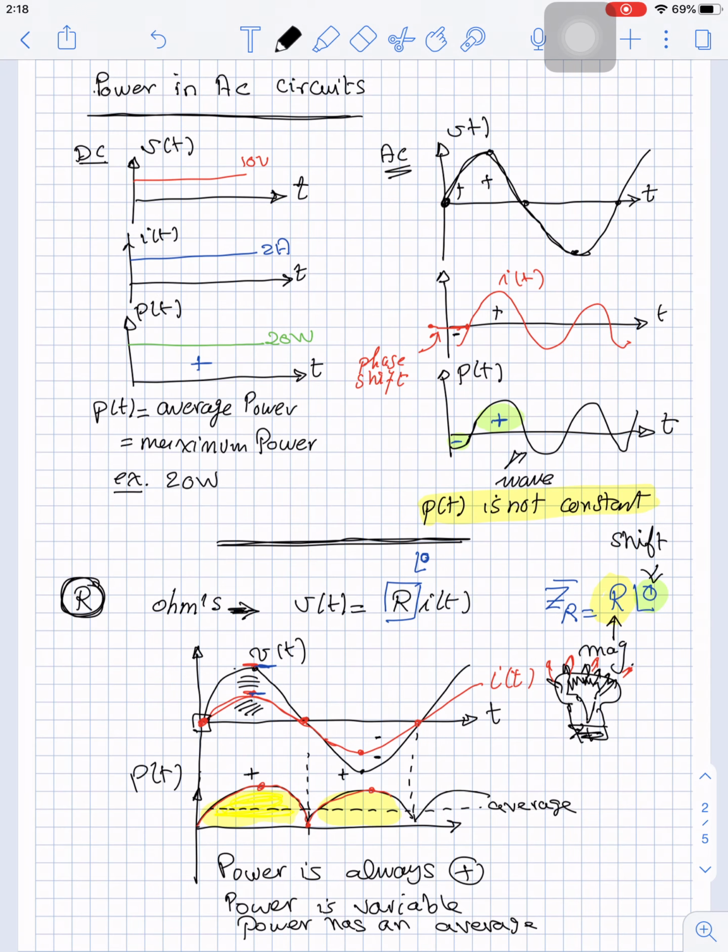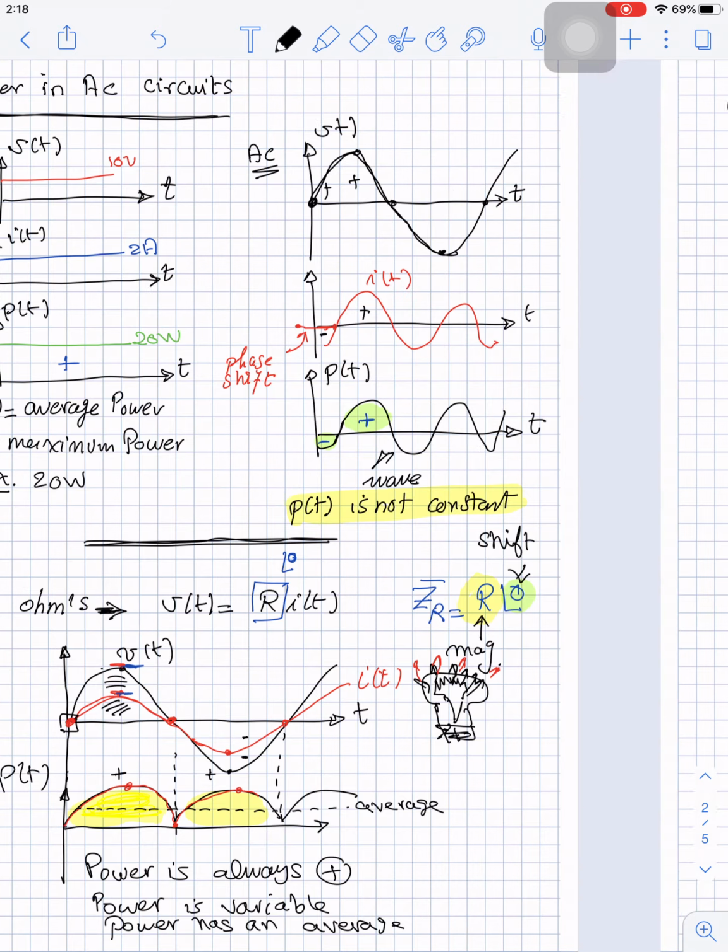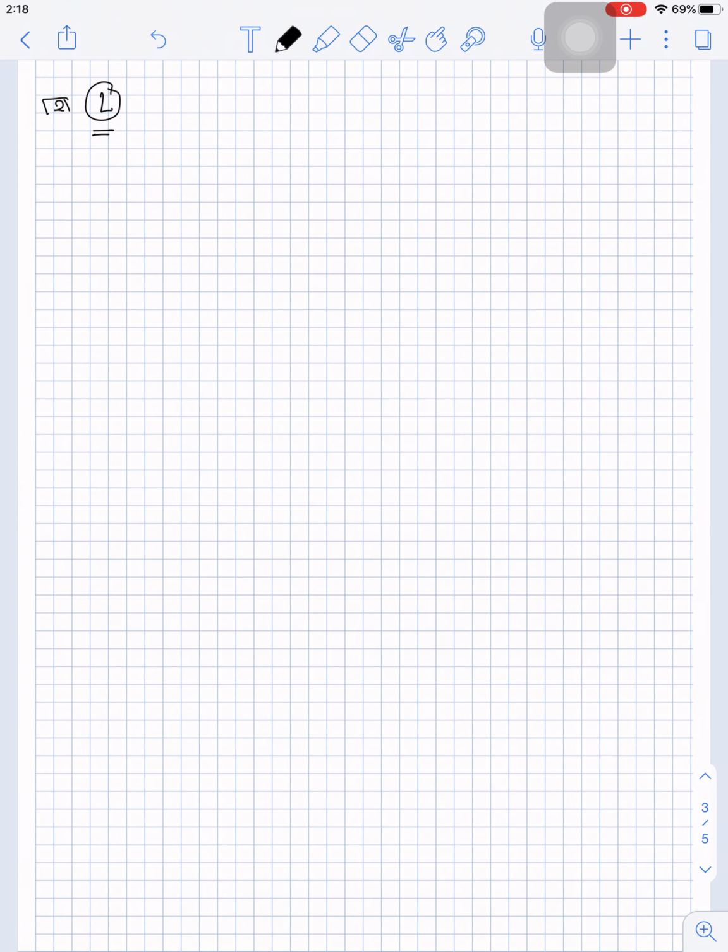Now, let's see the inductance L. So we started by resistance. So 1 is resistance, 2 is inductance. For inductance, the relation between V and I is not Ohm's law. The relation between V and I is V of t equals L di by dt. It's a first order differential equation.